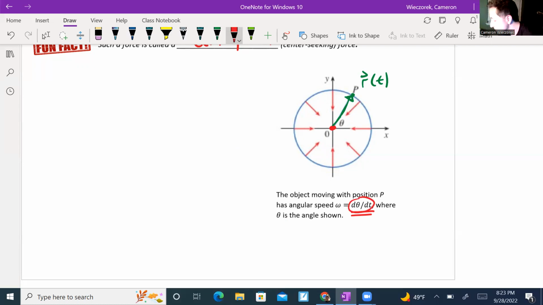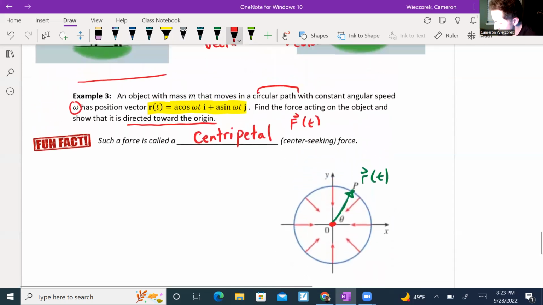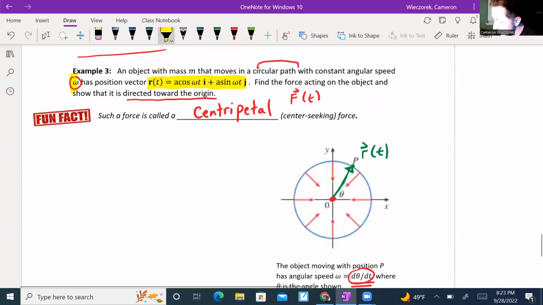And you did lots of related rates problems with this last year. How fast is the angle of the camera moving, things like that. A lot of fun related rates. So that's just a little background on what omega is. It's called angular speed.